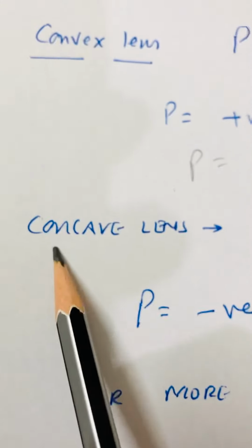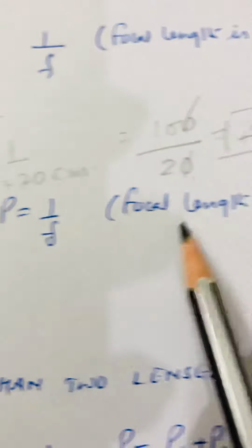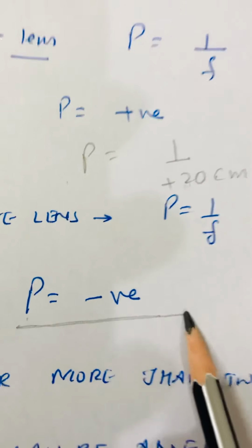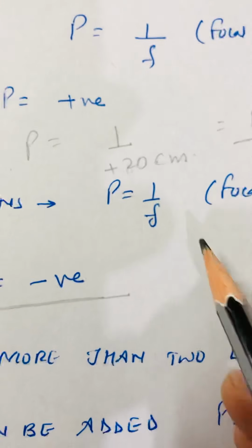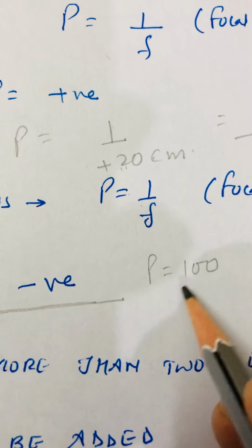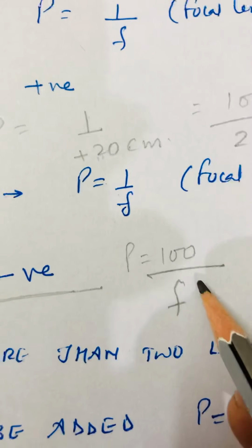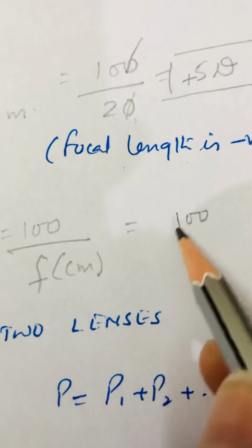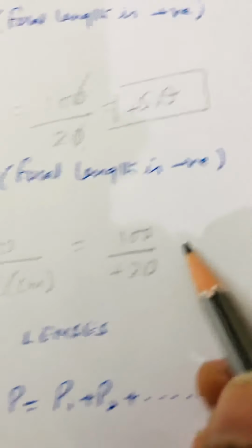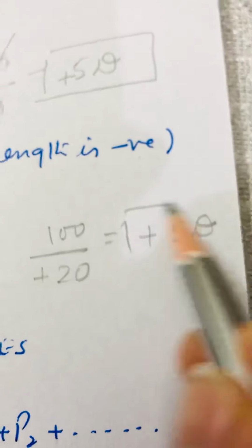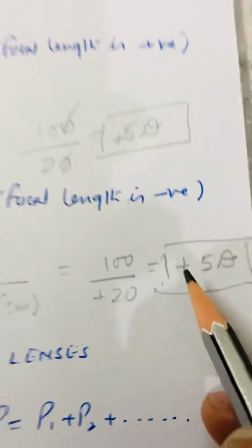Talking about a concave lens, it has focal length negative. Hence, the power for a concave lens will also be negative. For example, if the focal length of a concave lens is 20 centimeter, then the formula used would be power is equals to 100 upon focal length, because focal length is given in centimeters. Hence, you will calculate power as 100 upon minus 20, and the answer for power would be minus 5 diopter. That is how you calculate the powers for lenses.